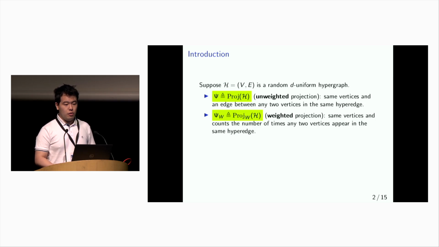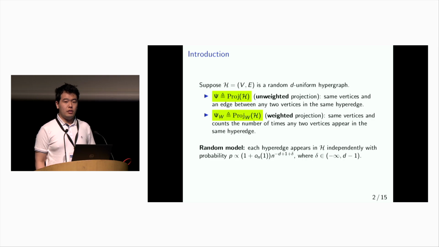And for the random model that we consider for H, each edge is included independently with probability p proportional to n to the negative D plus 1 plus delta, so that the average degree of each vertex is n to the power of delta. And this is a generalization of the Erdős–Rényi model.